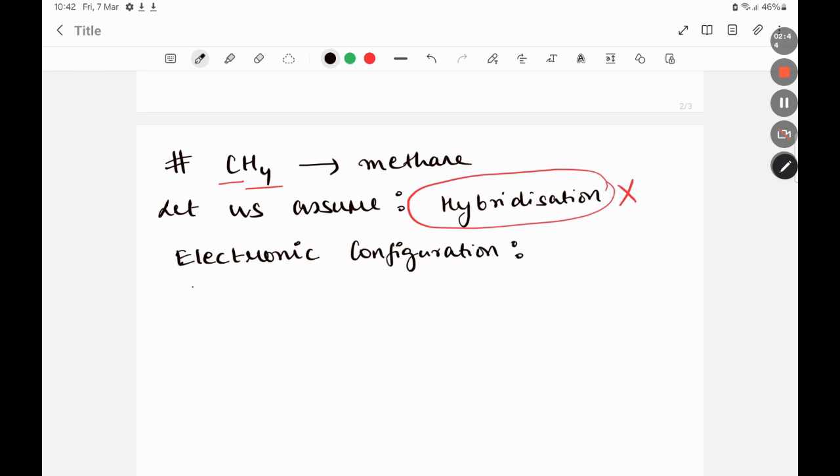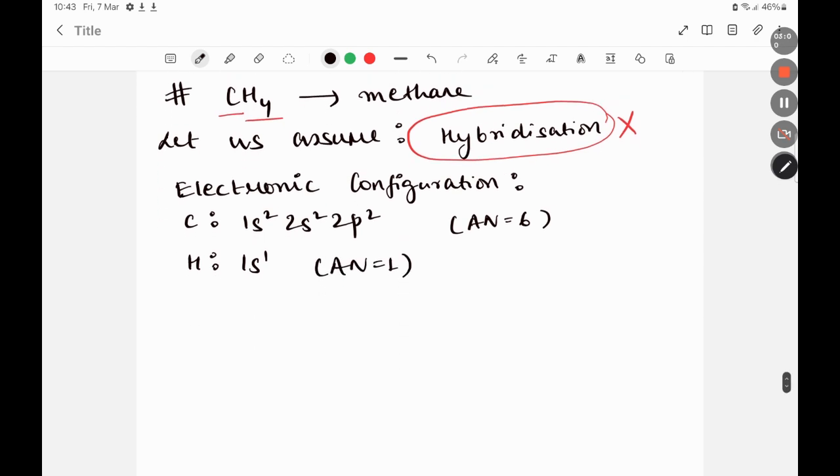The electronic configuration of carbon atom is 1s2, 2s2, 2p2 because the atomic number of carbon is 6. The electronic configuration of hydrogen is 1s1 because the atomic number of hydrogen is 1. Now before moving on to the next part, it is very important to know that the filling up of electrons takes place with the help of the Aufbau principle. It follows the Aufbau principle. Now carbon in the ground state looks like this.